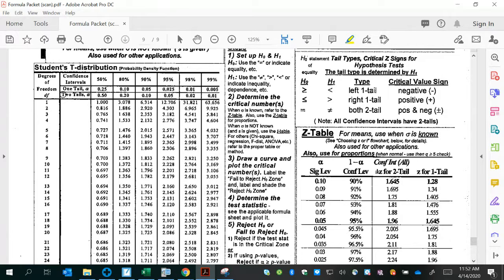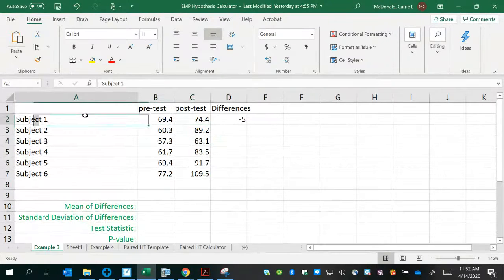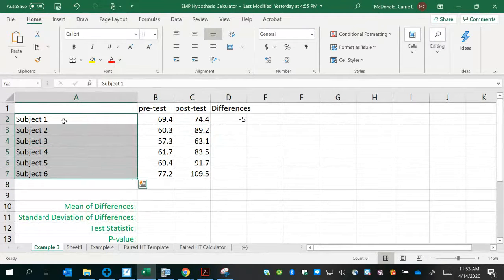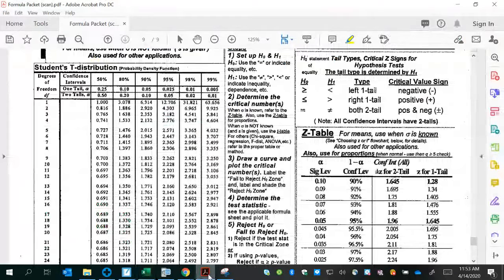So finding a boundary, we'll need the degrees of freedom. What are the degrees of freedom? Well, that's always n minus 1. So we need to know how many sample values we have. Here's our sample data, but we don't count every single value because this really counts as just 6 subjects or 6 pairs. So our n is 6, which means we have 5 degrees of freedom. So we'll be in this row right here.